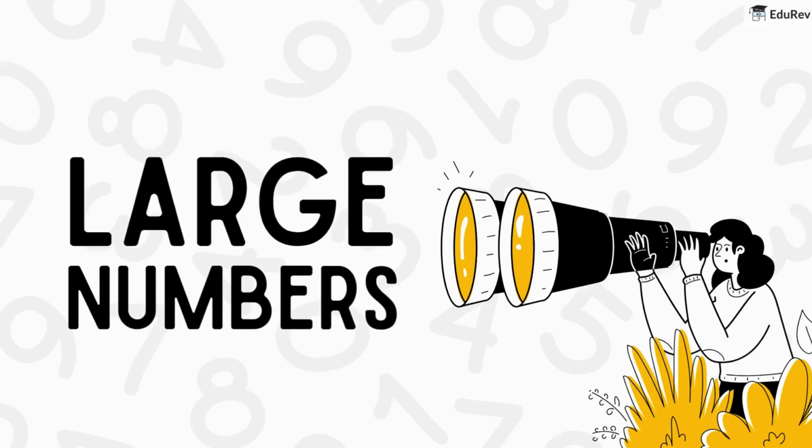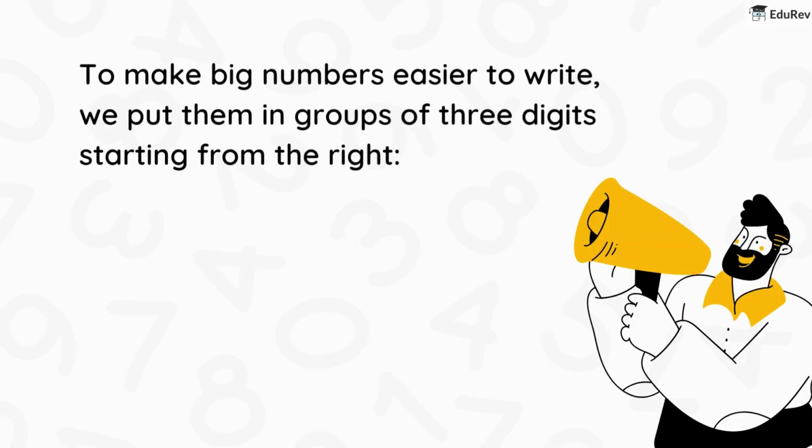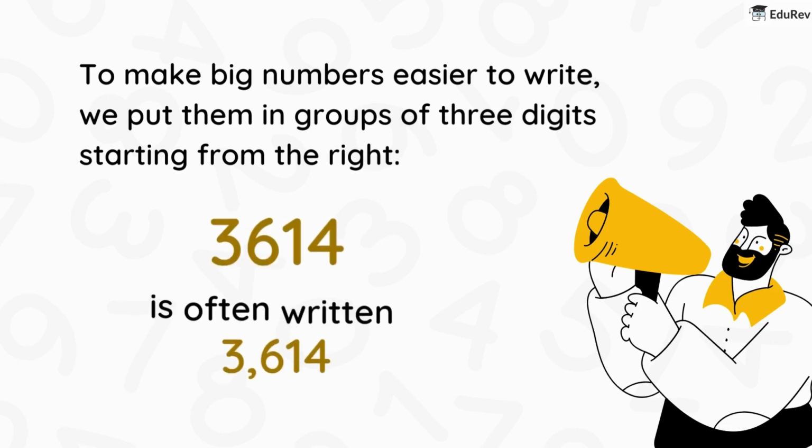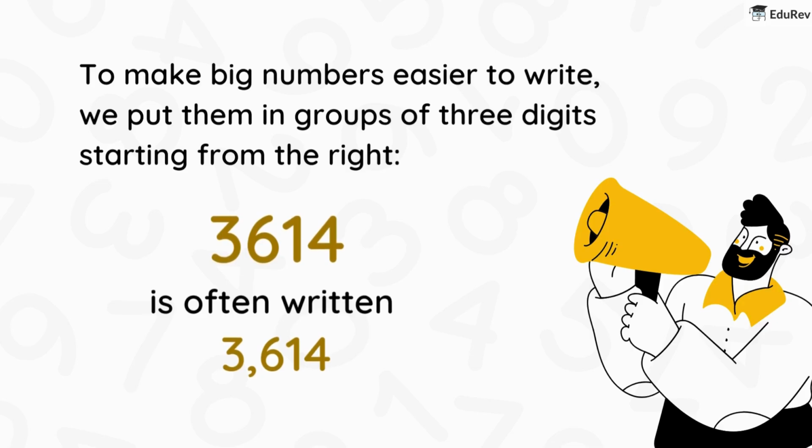Hello, everyone. Today, we are going to learn about large numbers and how to make them easier to understand and write. To make big numbers easier to write, we put them in groups of 3 digits starting from the right. For example, the number 3614 can be written as 3,614. Let's dive in and learn more about these large numbers.